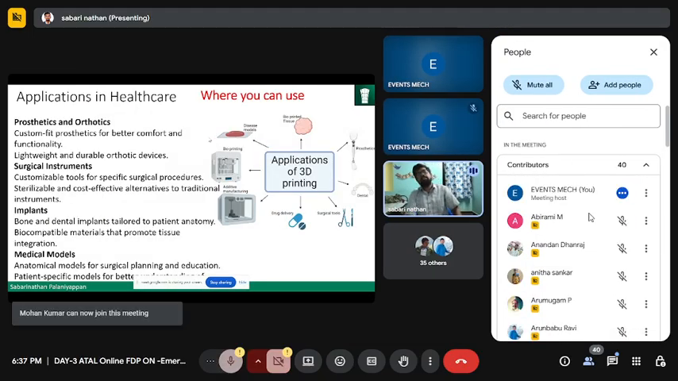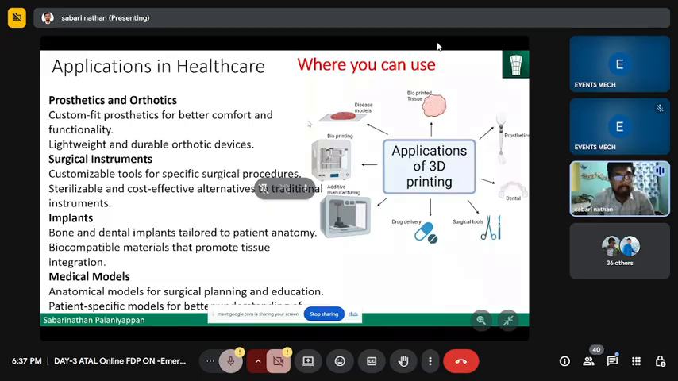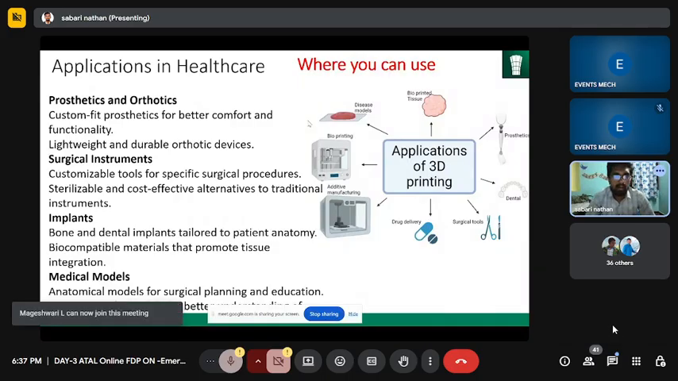So, coming to applications in healthcare. The main application in healthcare is making implants. Implants are one of the most important applications of additive manufacturing in healthcare, because each implant is different compared to the other implants. We call it a patient-specific implant, because for each patient the implant should be different, which is called PSI.